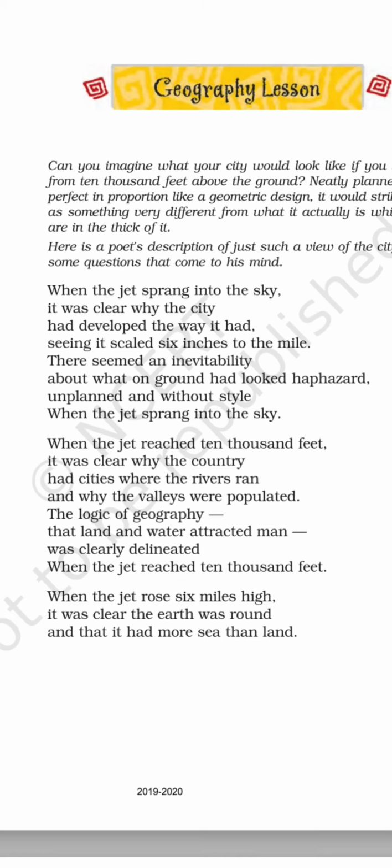They are called valleys. Inside the river valleys, all the cities are developed. It is clearly seen from the 10,000 feet height. The logic of the geography that land and water attracted man was clearly delineated. Delineated means shown. So it is clearly shown that land and water attracted man.